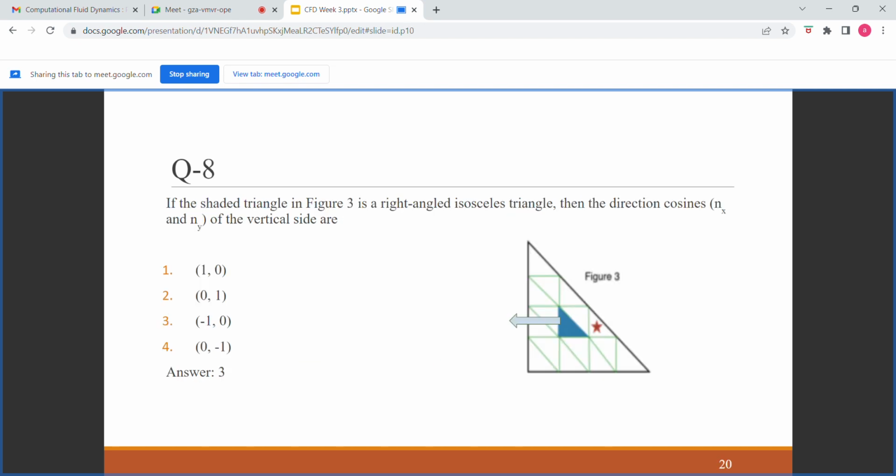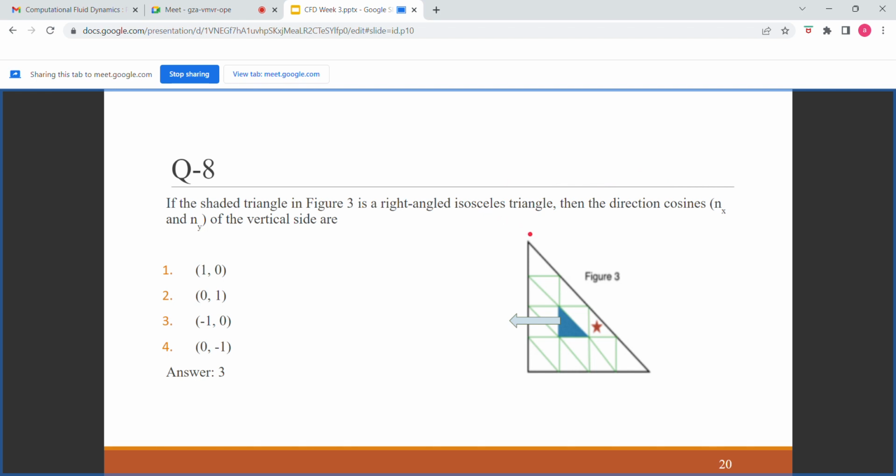We'll move on to question 8. In question 8, it is asked that if the shaded triangle in figure 3 is a right-handed isosceles triangle, then what are the direction cosines of the vertical side?